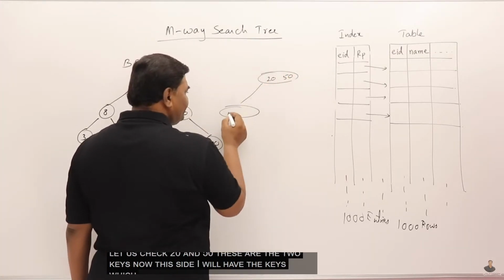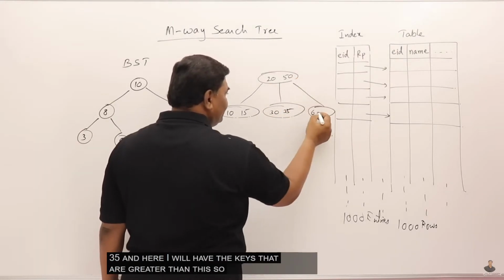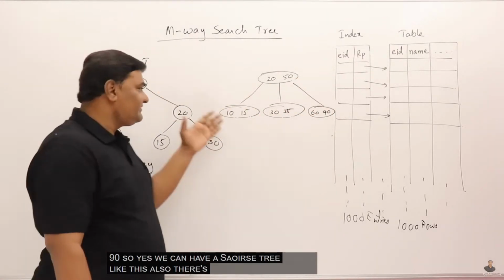These are 2 keys. Now on this side I will have the keys which are smaller than 20, so that is 10 and 15. And here I will have the keys that are in between these two, that is 30, 35. And here I will have the keys that are greater than this, so that is 60 and 90. So yes, we can have a search tree like this also. This follows the same idea as binary search tree.